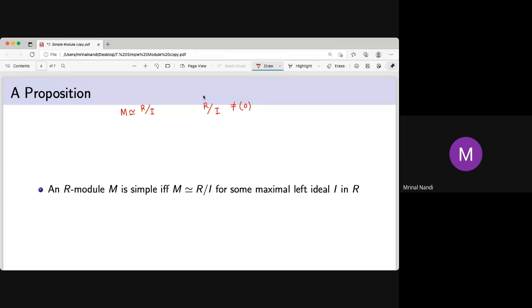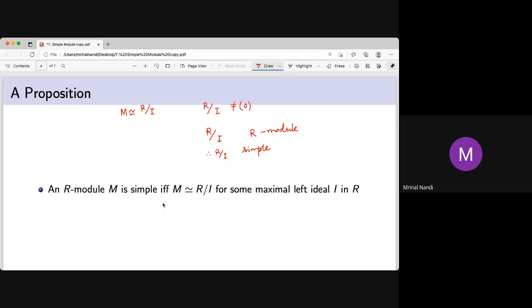That means this R mod I is an R-module, and that R-module has no other submodule other than R mod I and 0. Because if there were any other submodule in R mod I other than R mod I and 0, then there would be an ideal between R and I. But I is maximal, so there is no such other submodule. The only submodules of R mod I are either 0 or itself. But since R mod I is not 0, we have exactly two submodules, 0 and R mod I. Therefore, R mod I is simple, by definition. And since R mod I is simple and M is isomorphic to R mod I, M is simple, since an isomorphic module of a simple module must be simple.